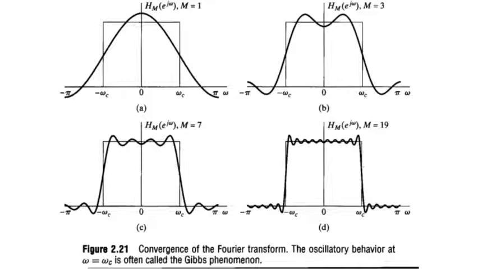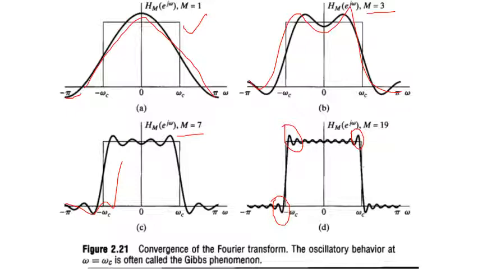Here is the frequency response. If we take M equal to 1, the sinc function will look like this. If I take M equal to 3, it will look like this. If I take M equal to 7, it will look like this. If I take M equal to 19, it will almost become this. So it depends upon the value of M. At omega equal to omega c, this is the Gibbs phenomenon. You can see the Gibbs phenomenon at the omega c frequency, where the spike is maximum.